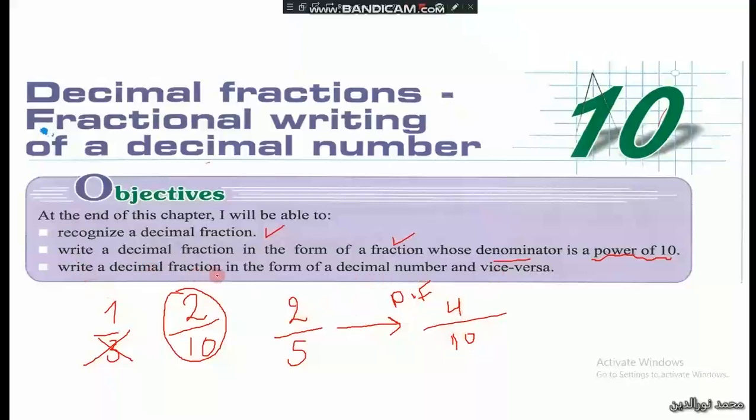Write the decimal fraction in the form of a decimal number. So this decimal fraction could be written as a decimal number with a decimal point. So this fraction could be written as 0.4. 0.4 is a decimal number. And then vice versa, that means a decimal number could be written as a decimal fraction. So these are the objectives of this lesson.